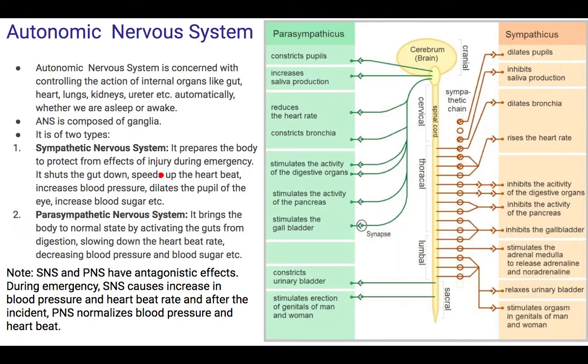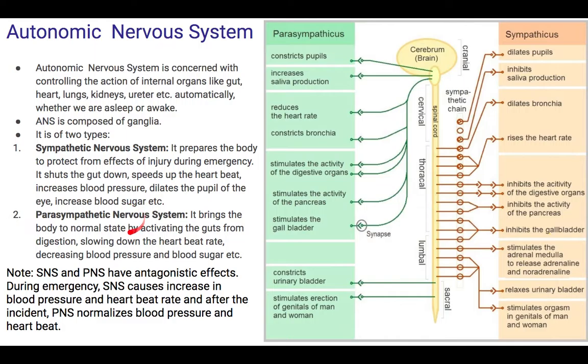So for that, what happens? Your heartbeat increases, blood pressure increases, your pupil will dilate, your breathing rate increases, and even blood sugar will increase in your blood. So these are the sympathetic nervous system functions. It prepares the body to face the emergency. Suppose a person is going for an interview, then before the interview that person gets nervous. His heartbeat is very high, maybe he's sweating. All these are due to sympathetic nervous system.